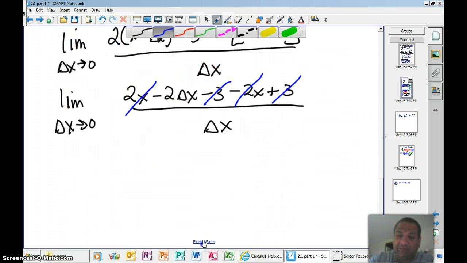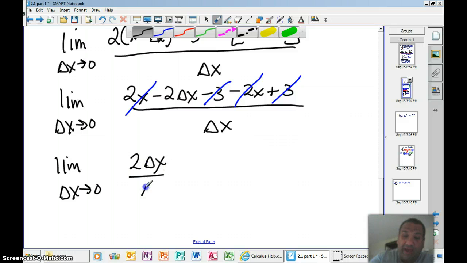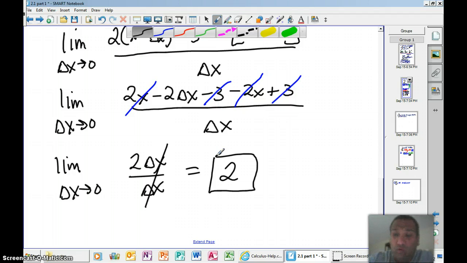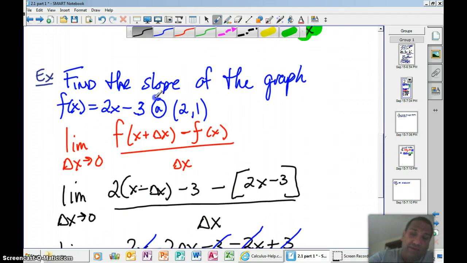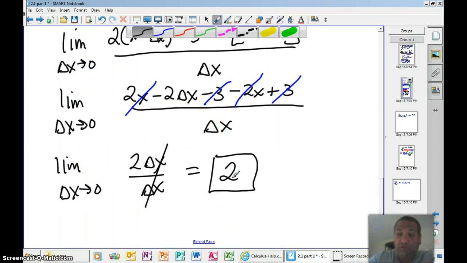So I'm just left with the limit as delta x approaches 0 of 2 delta x over delta x. Well, I can cancel out the delta x's, so really I'd be looking at the limit as delta x approaches 0 of 2. Well, that is just plain old 2. We got our slope, and at this point, 2, 1, it's 2.